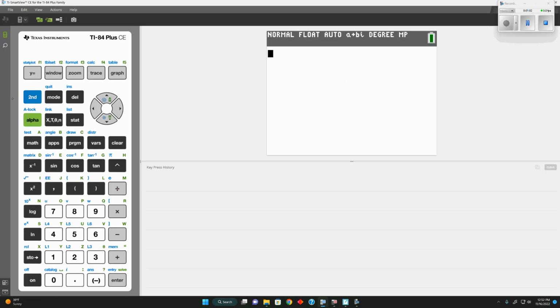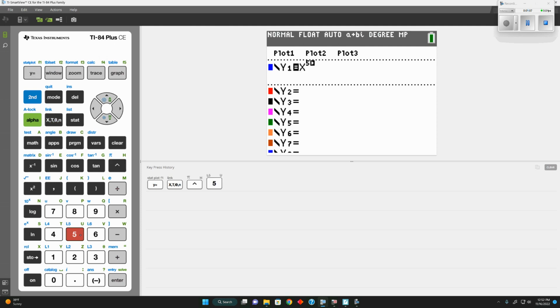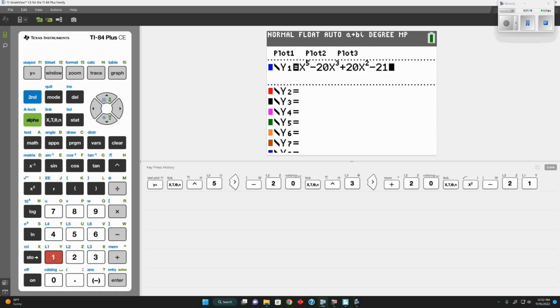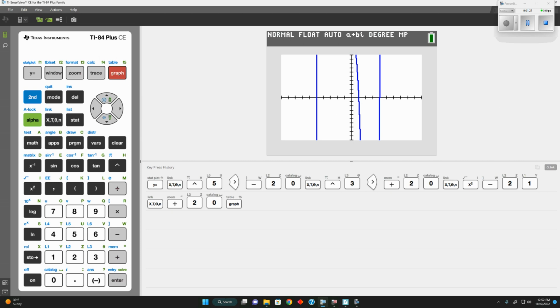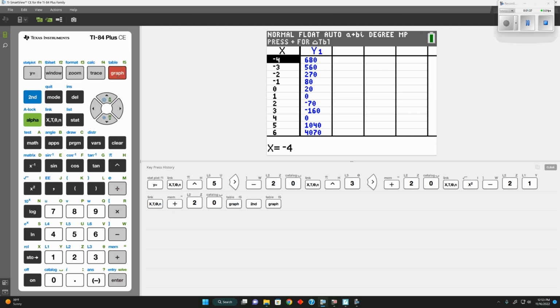So the first thing I would do is get the graphing calculator out, hit y equals, and type it in. So we'd have x to the 5th, make sure minus 20x to the 3rd plus 20x squared minus 21x plus 20. And once we get it typed in, we can hit graph. And we do see that it intersects the x-axis at 3 points. And if we want to see the exact values, we can go second graph.